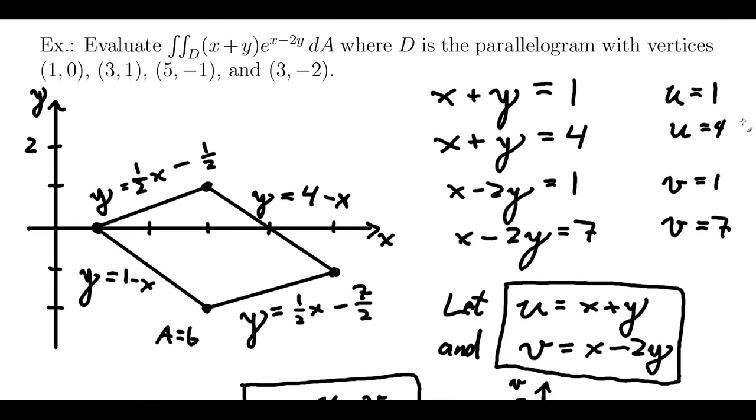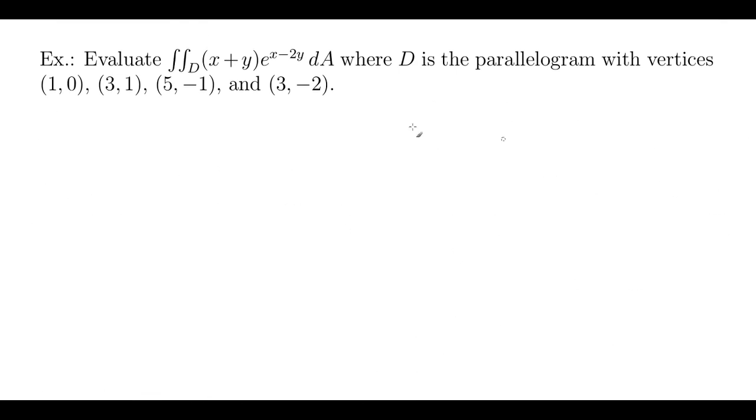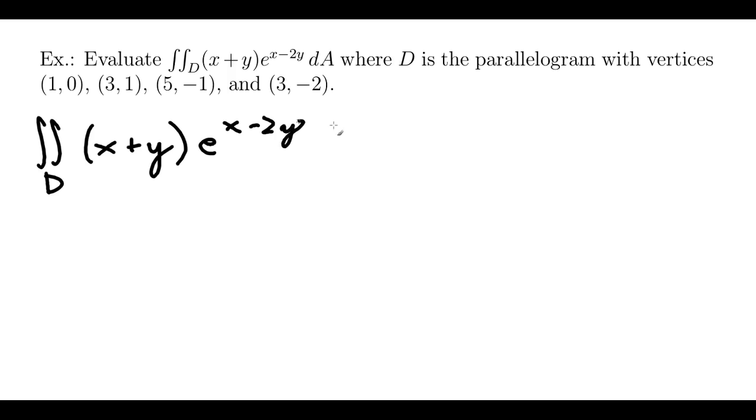I've got a lot of stuff going on here, so let's bring that a little bit closer. I have another version of this. So that means that the original integral of x plus y times e to the x minus 2y dA would be equal to the iterated integral.